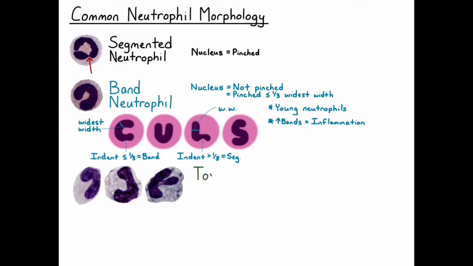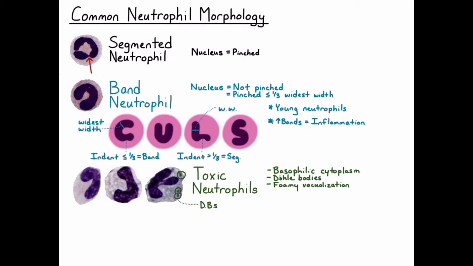The next morphology I'm going to go over is toxic neutrophils or toxic change. And there are 3 morphologies that are most common in our veterinary species, and that is basophilic cytoplasm, Dohle bodies, and foamy cytoplasmic vacuolization. So in these 3 neutrophils, all of those morphologies are shown. First, I'll circle the Dohle bodies.